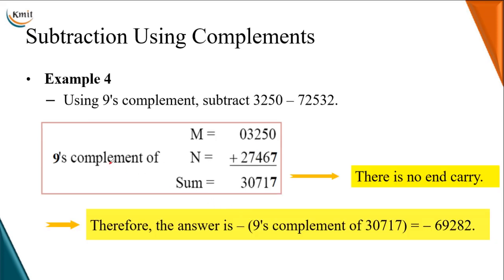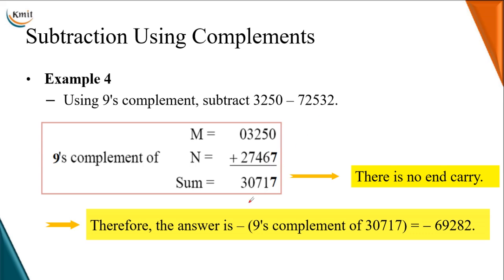Next, we will reverse that, and the method of subtraction is 9's complement. So when you reverse the numbers, 3250 is your minuend and 72532 is your subtrahend. Calculate the 9's complement of 72532, equating the number of digits of your minuend to 5 digits. So we place a 0 in front, so 03250 is your minuend, and for your subtrahend the 9's complement is 9 minus 7 is 2, 9 minus 2 is 7, 9 minus 5 is 4, 9 minus 3 is 6, 9 minus 2 is 7.